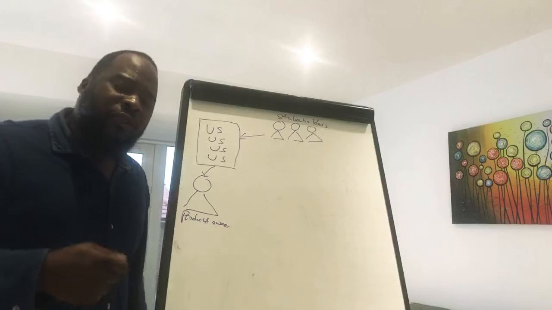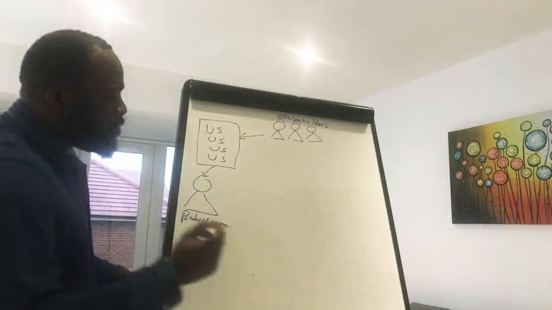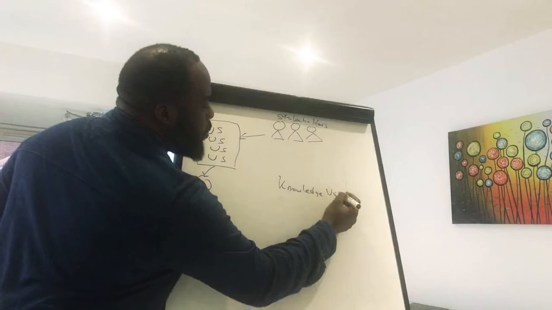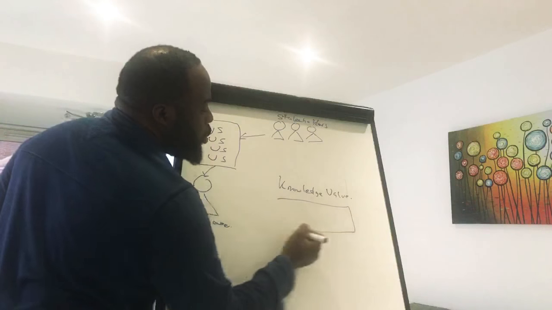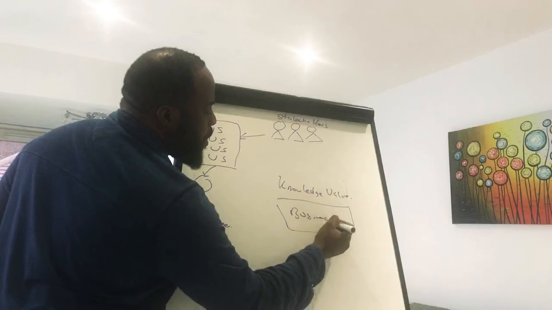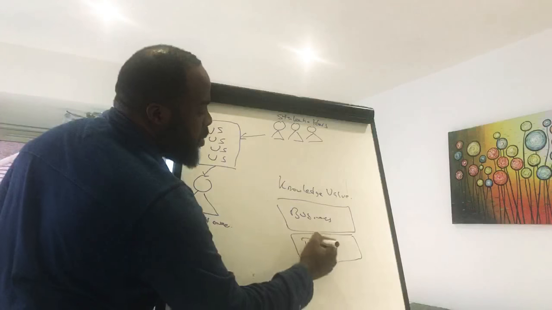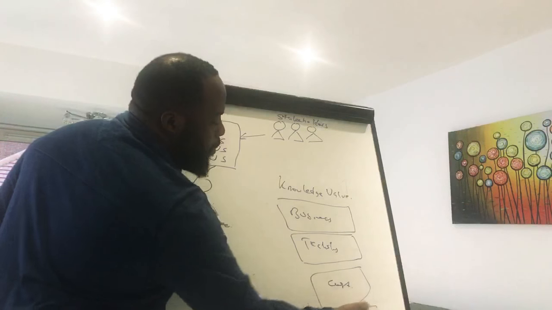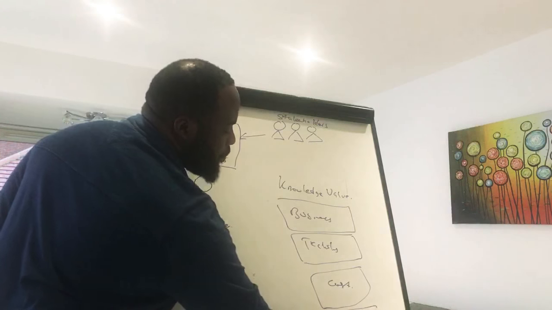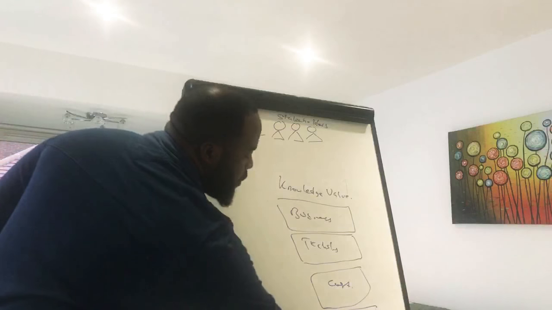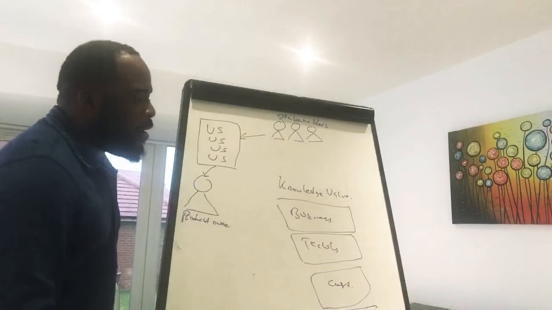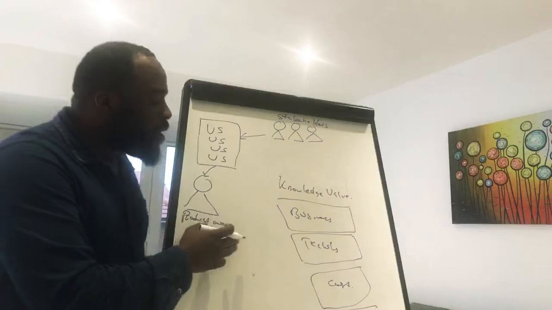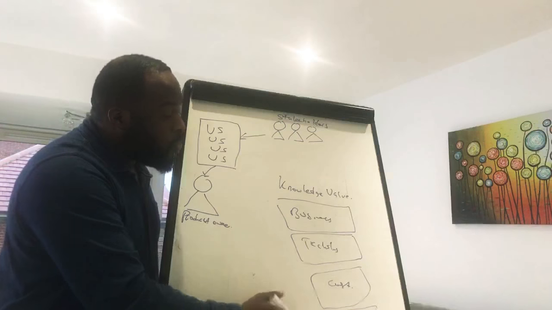Now, what do we mean by knowledge value? When we talk about knowledge value, the knowledge value is very much: what is the knowledge of the business? What is the knowledge of the technology? What is the knowledge of cost? What is the knowledge of benefit? What is the knowledge of the team and what they can do? Okay, those are very important, critical areas that the product owner has to know.